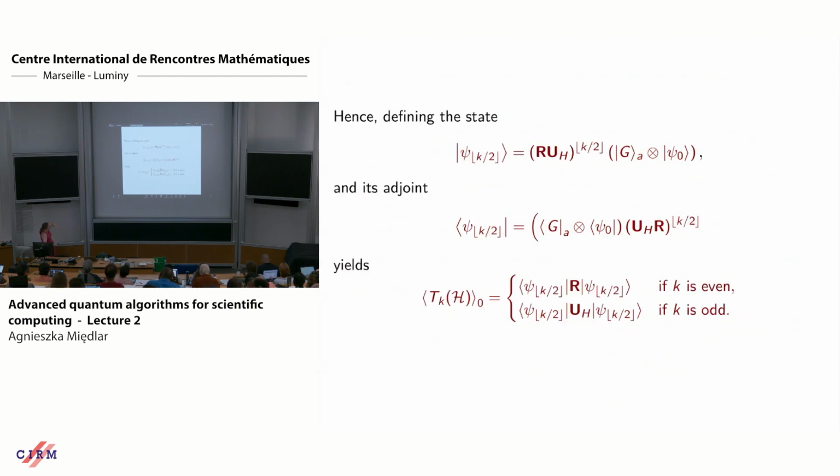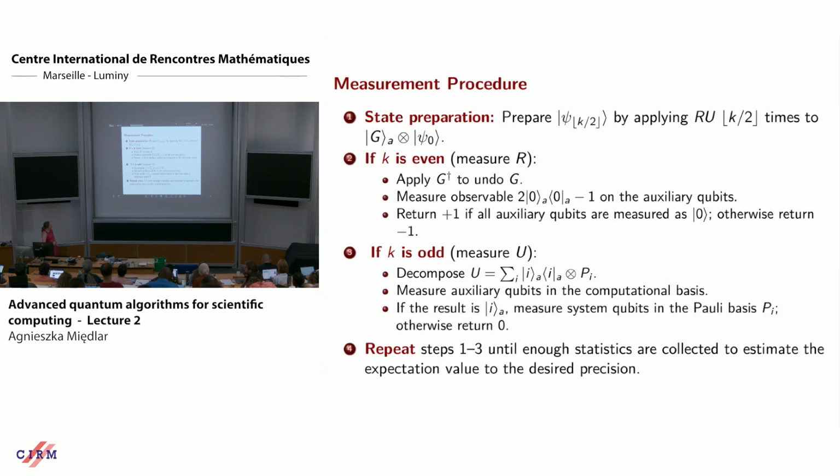And then you define the particular quantities, and this is what you have to do to get your expectation value, depending on the case, even or odd. You have the reflection with respect to your basis, and then the block encoding of your Hamiltonian. So there are details about the measurement procedure: if K is even, if K is odd, which steps you have to repeat to get it.